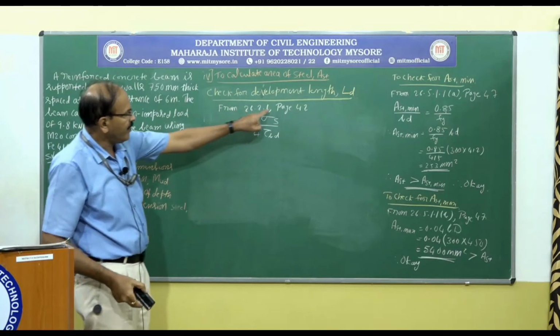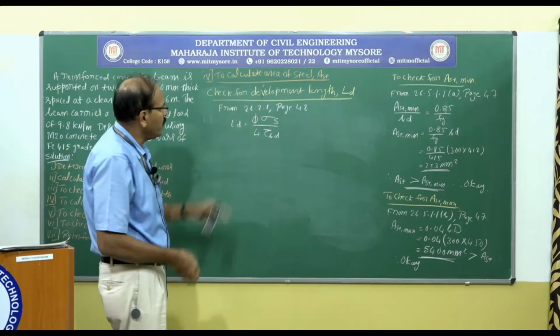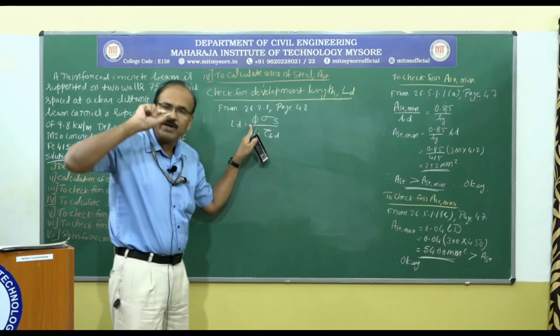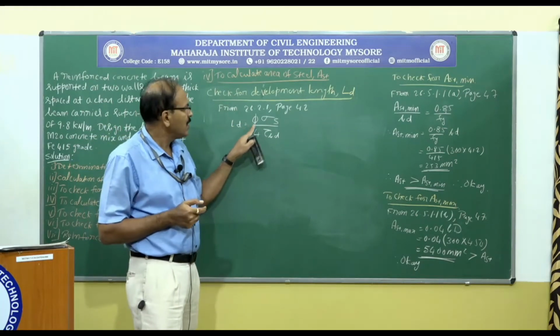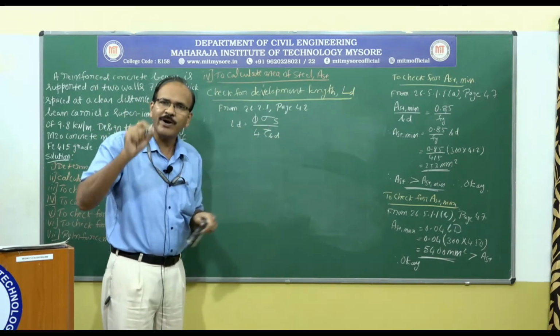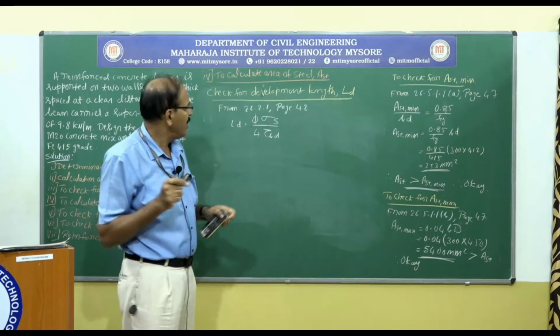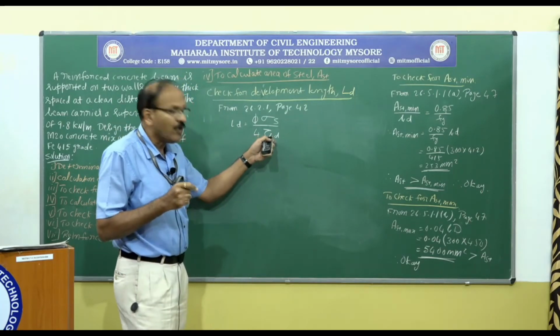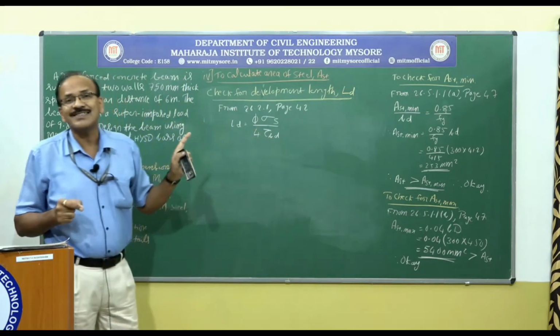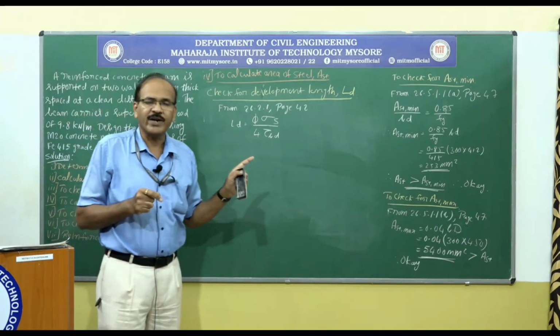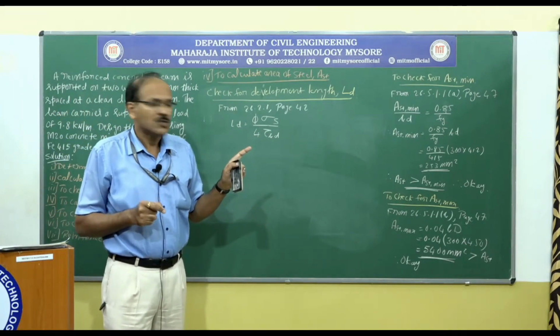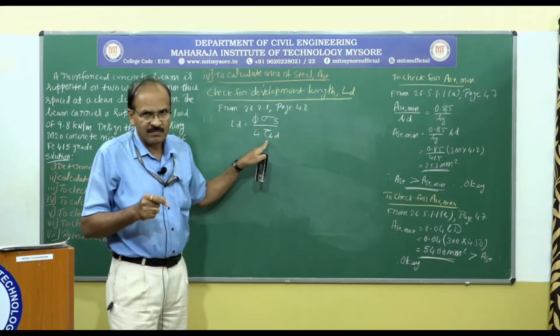So if you go to again 26.2.1 page 42, phi is the diameter of the bar we are providing. Sigma s equal to 0.87 Fy, and 4 tau Bd is the bond strength of concrete. So what is the value we should take?